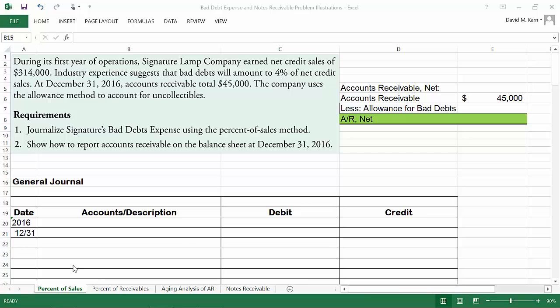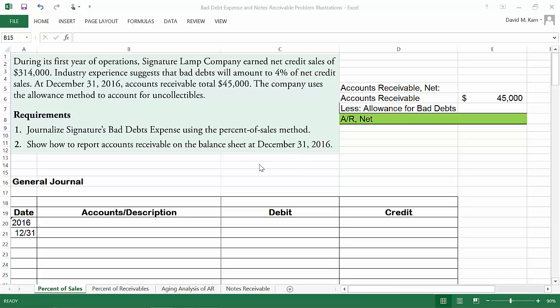We're going to look at the percent of sales method. It says during its first year of operations, Signature Lamp Company earned net credit sales of $314,000. Industry experience suggests that bad debt will amount to 4% of net credit sales. At December 31st, 2016, accounts receivable totaled $45,000. The company uses the allowance method to account for uncollectibles. Okay, so the first thing we have to do is journalize Signature's bad debt expense using the percent of sales method, and then in the second requirement, show how to report accounts receivable on the balance sheet at December 31st of 2016.